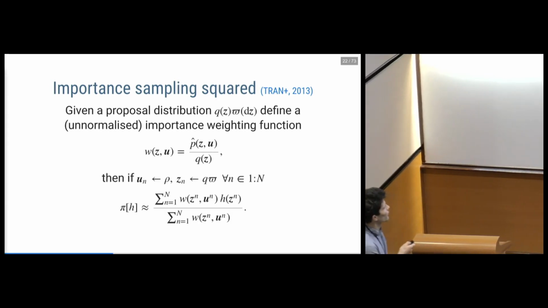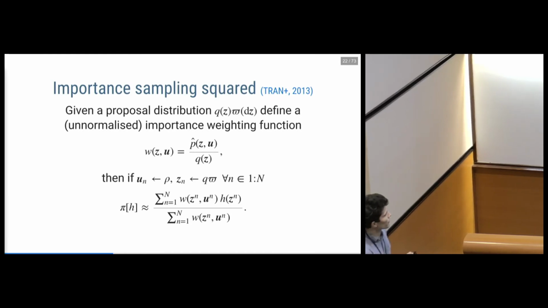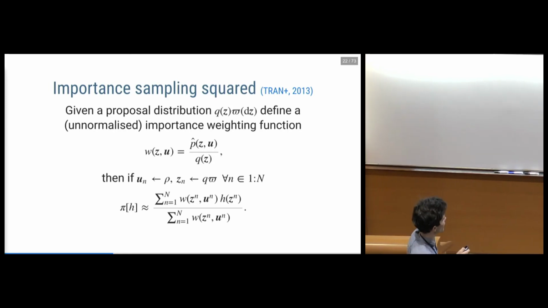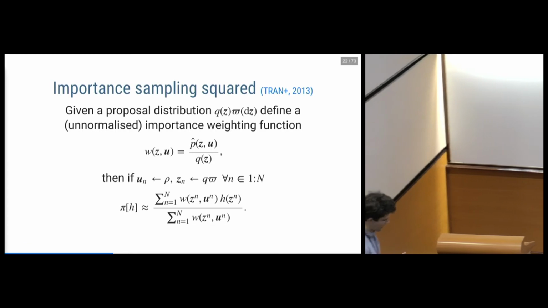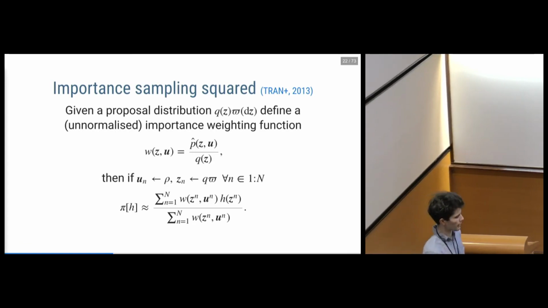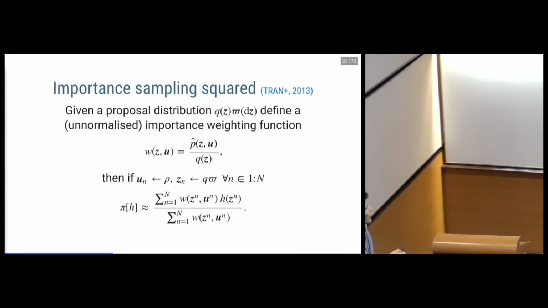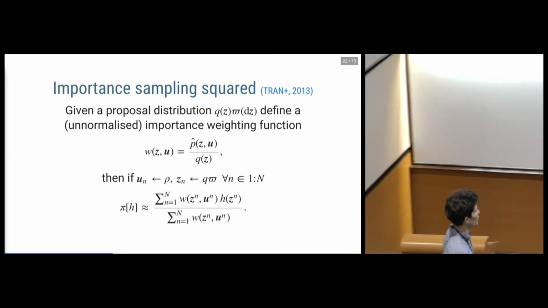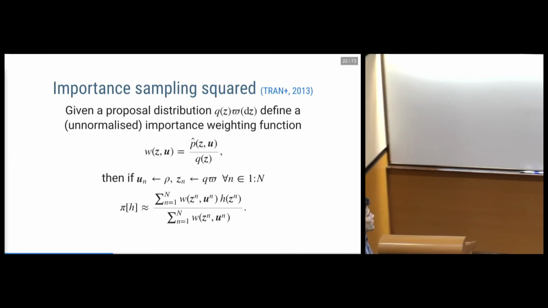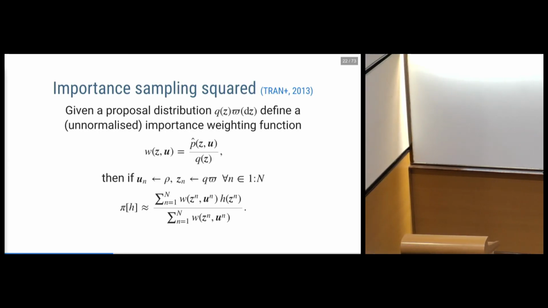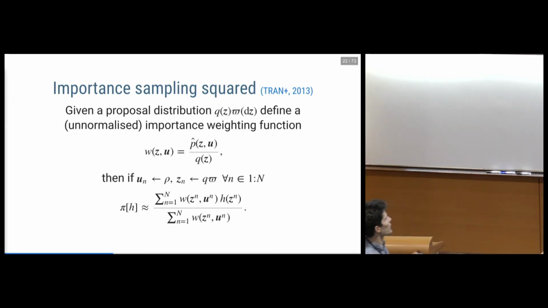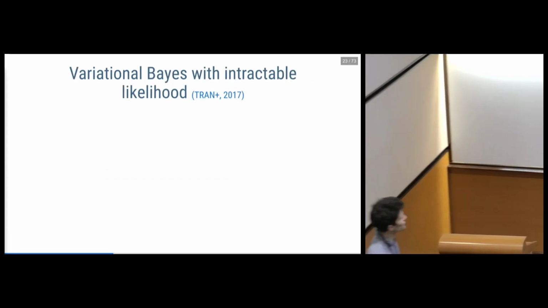Then if we sample a set of auxiliary variables from their distribution and a set of Z variables from their proposal distribution, we can simply form a self-normalized importance sampling type estimator for expectations as shown here. And again, similarly to the pseudo-marginal Metropolis-Hastings setting, this has a consistency property which comes about from it defining a valid importance sampling estimator on this augmented ZU space.